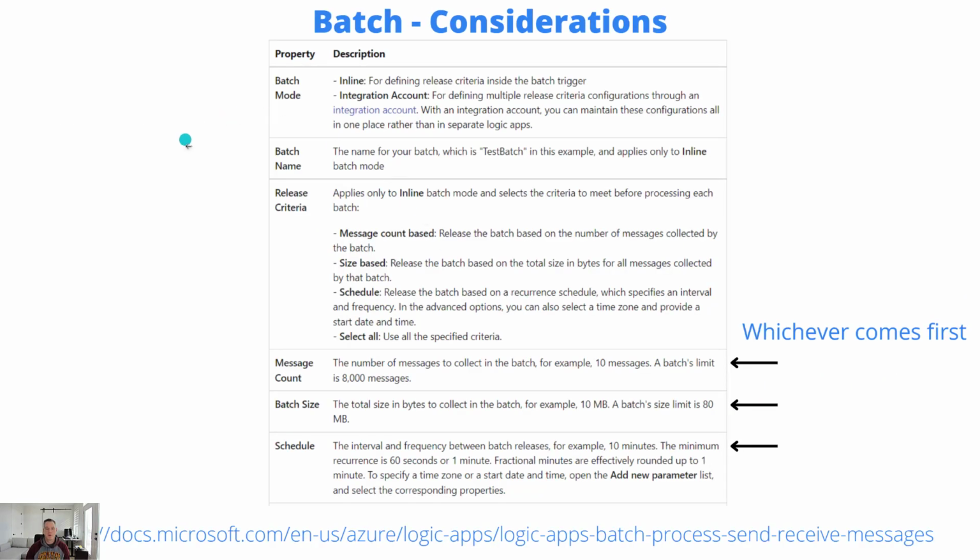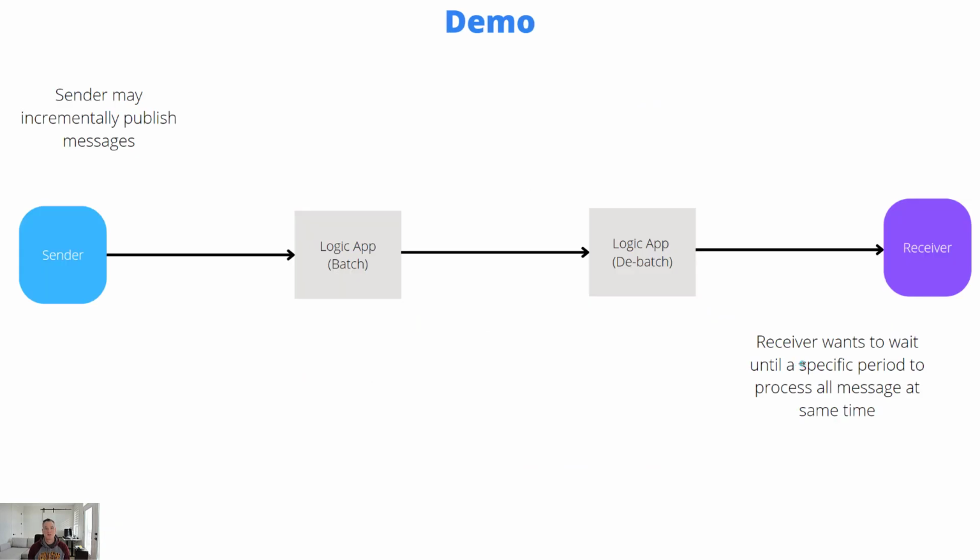So there's a few different modes. Check out this link. I'll include it in the description, and you can look at the release criteria: message count, size based, schedule, or you can naturally select all. The big caveat is you do want to understand that whichever threshold is met first, that will fire. It's more of an or than it is an and. So just be aware of that. So I'm going to go ahead and build a demo and we'll take it from there.